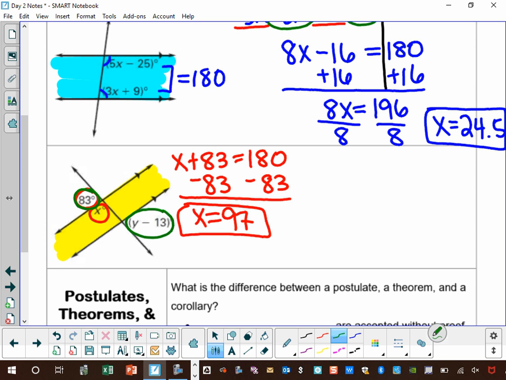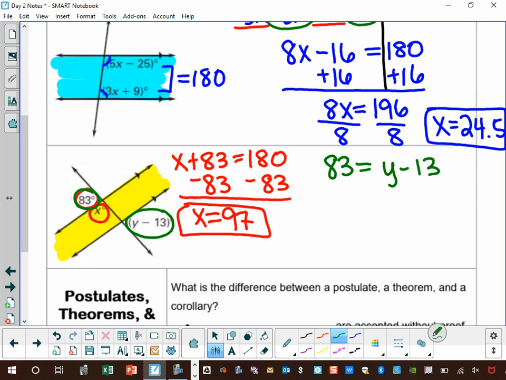We're done with 97. The 97 has nothing to do with this problem. We're looking at the green circles. So 83 and y minus 13 degrees are alternate interior, which means they're congruent, which means they are equal to each other. Quick math. So you have 83 equals y minus 13.